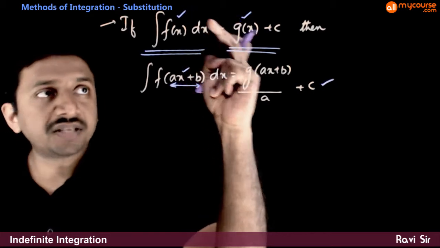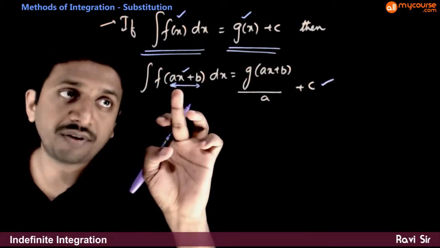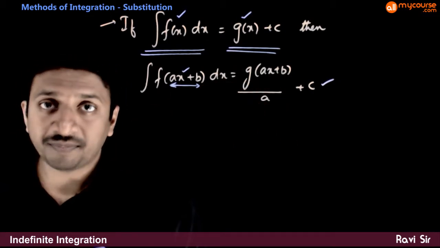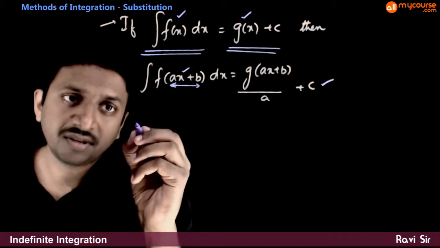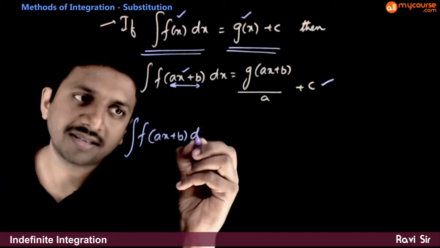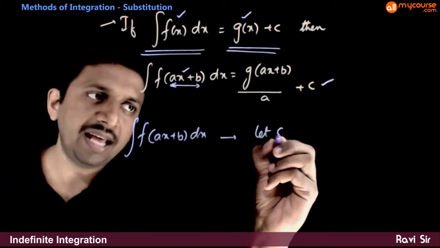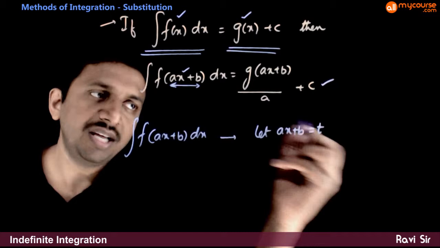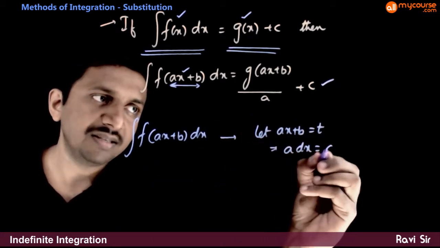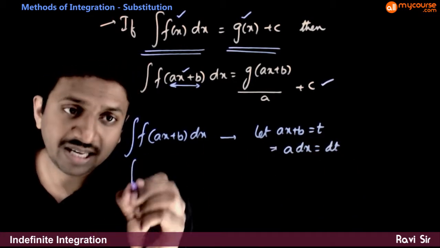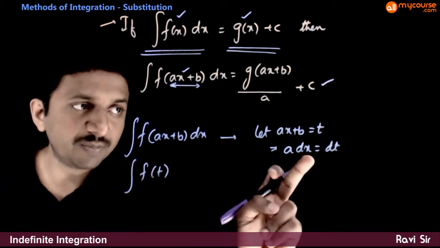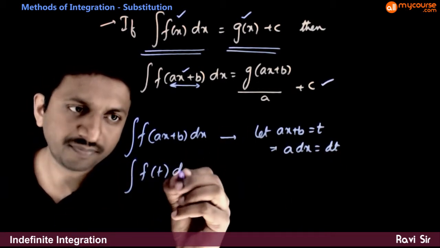So if integration of f of x dx is g of x, then integration of f of ax plus b dx is equal to g of ax plus b by a. So let us see how this happens. If I want to integrate f of ax plus b dx, what I do is let ax plus b is equal to t. This implies, if you differentiate both sides, a dx is equal to dt. So this integral becomes integration of f of t into dx, which becomes dt by a.